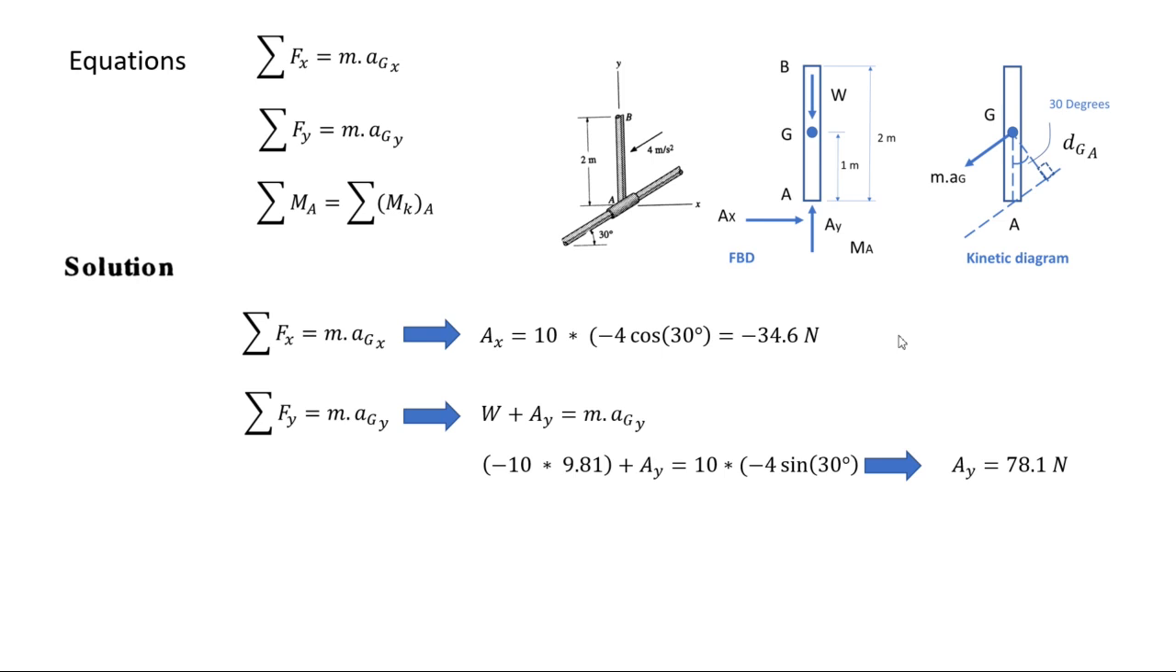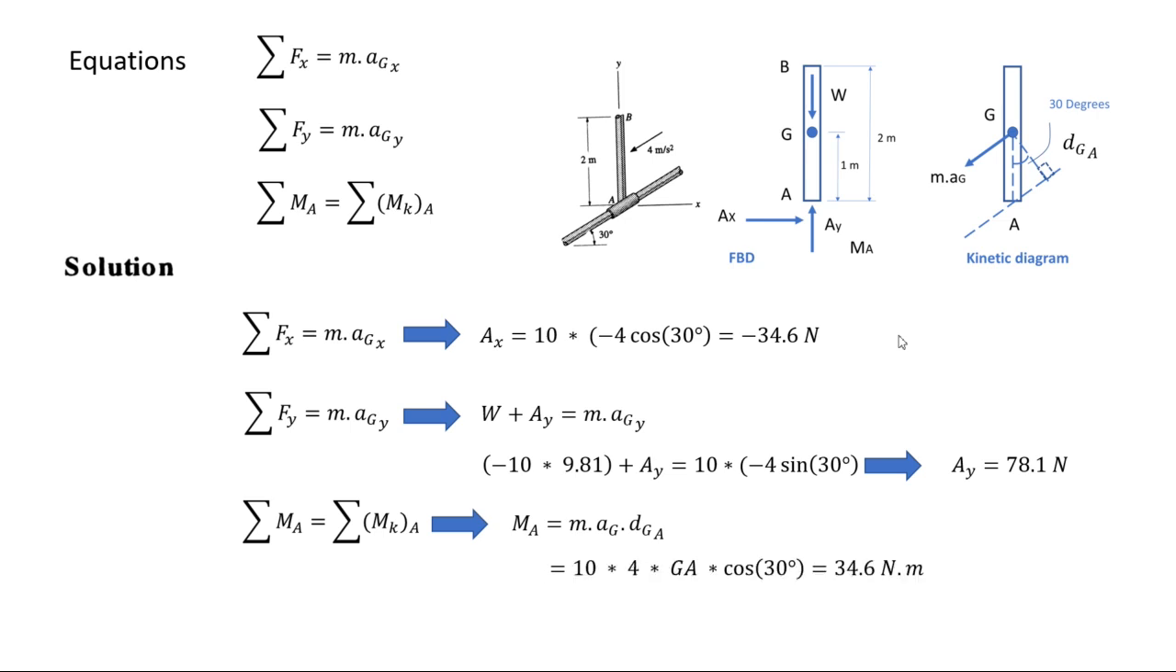Now, finally, we're going to do the moment. So we said once again that the moment we have on the free-body diagram should be equal to the moment we have on the kinematic diagram. So the moment on the free-body diagram is just the MA, which is unknown. And in the kinematic diagram it is equal to the mass in the x-axis multiplied by the distance from the point G to the point A. So we're going to put that together.